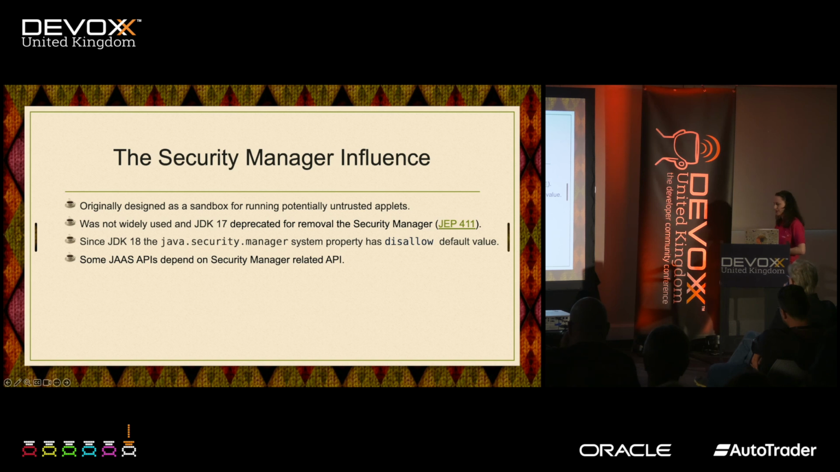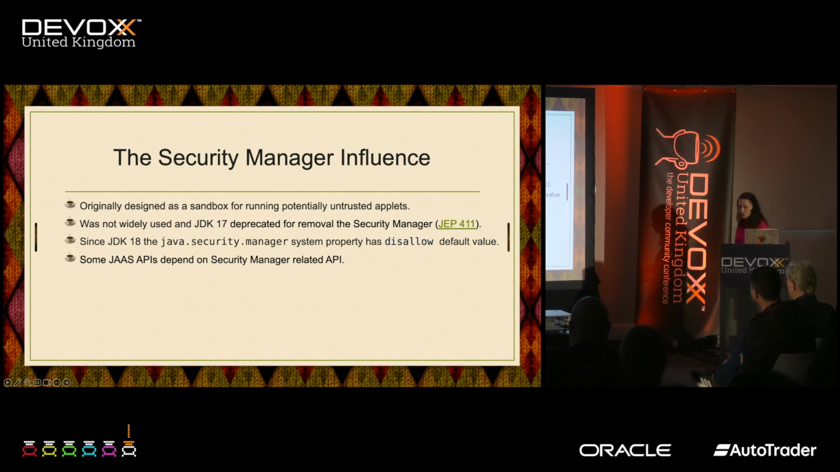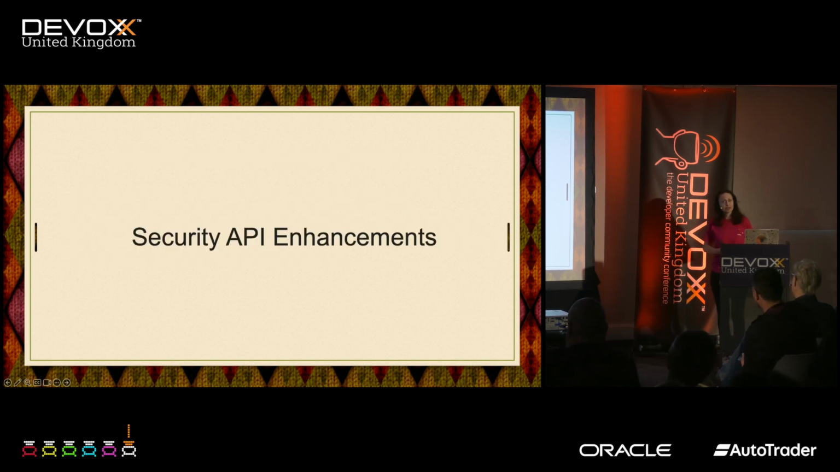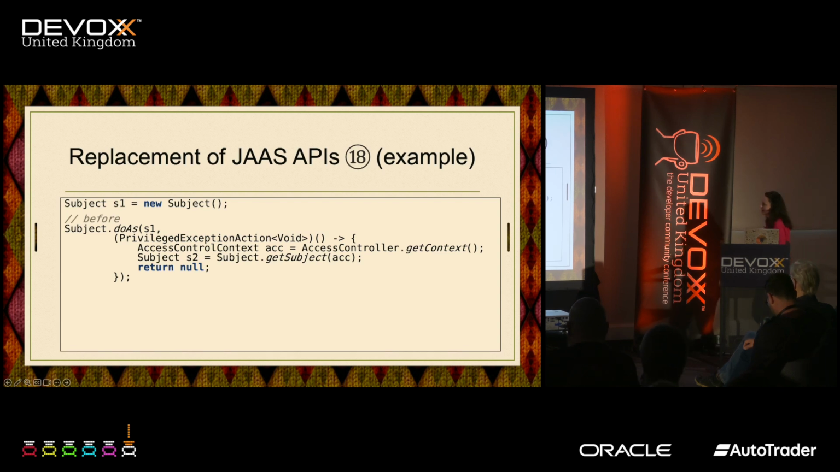by developers in real life, but it had some implications internally for the JDK because there were some APIs that depended on the security manager. Hence, some security API enhancements were necessary so that there's no more dependency on the security manager. And let's take this code example for now.